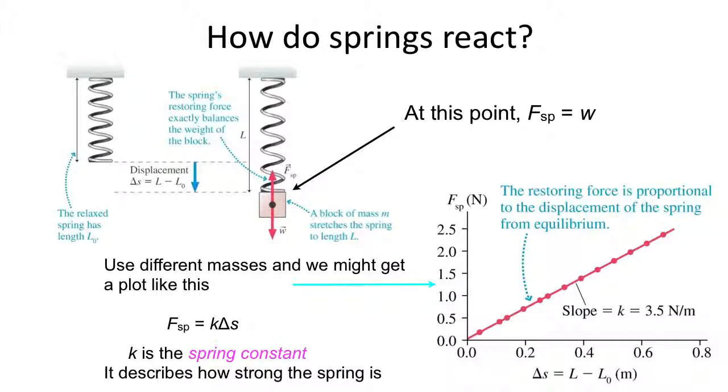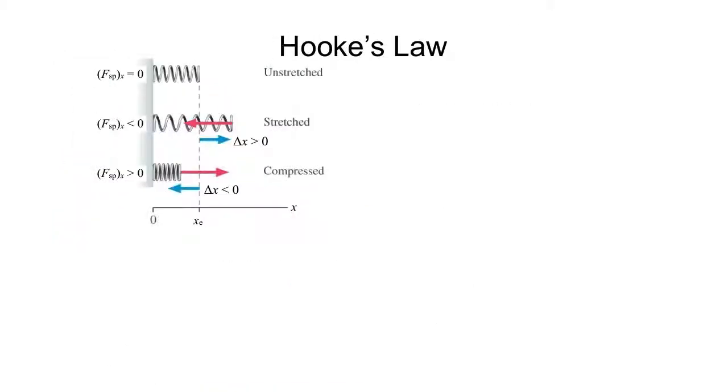The spring force is equal to the change in length times some constant, which defines how stiff or soft that spring is. So K is the spring constant, and it describes how strong the spring really is. So this is something called Hooke's law. And this is one more piece that we can add to all of the other pieces that we've done.